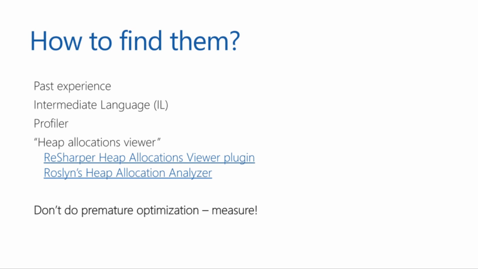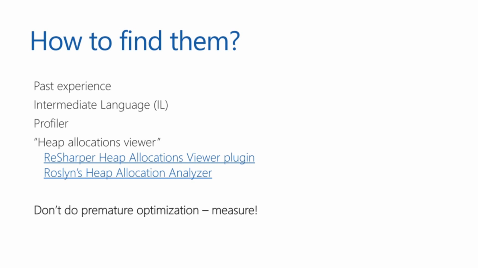If you're using ReSharper, there's a heap allocations plugin which will give you a nice squiggly when you are doing a hidden allocation. Roslyn has a similar one if you're not using ReSharper, where they scan for hidden allocations and also give you a squiggly and a warning that you may not be doing what you think you are doing.